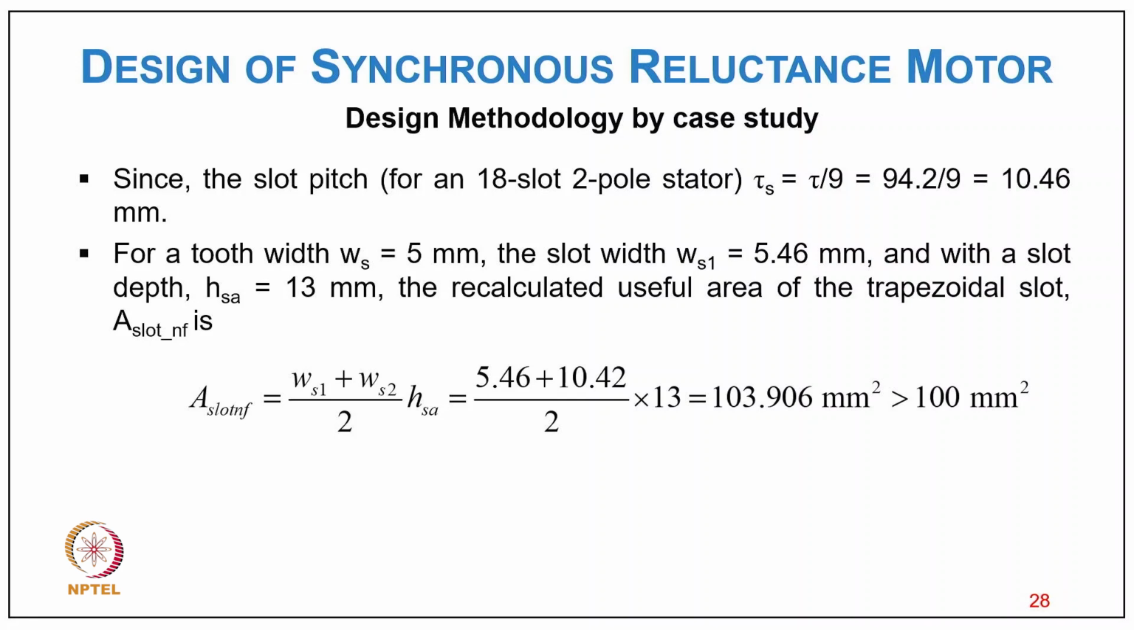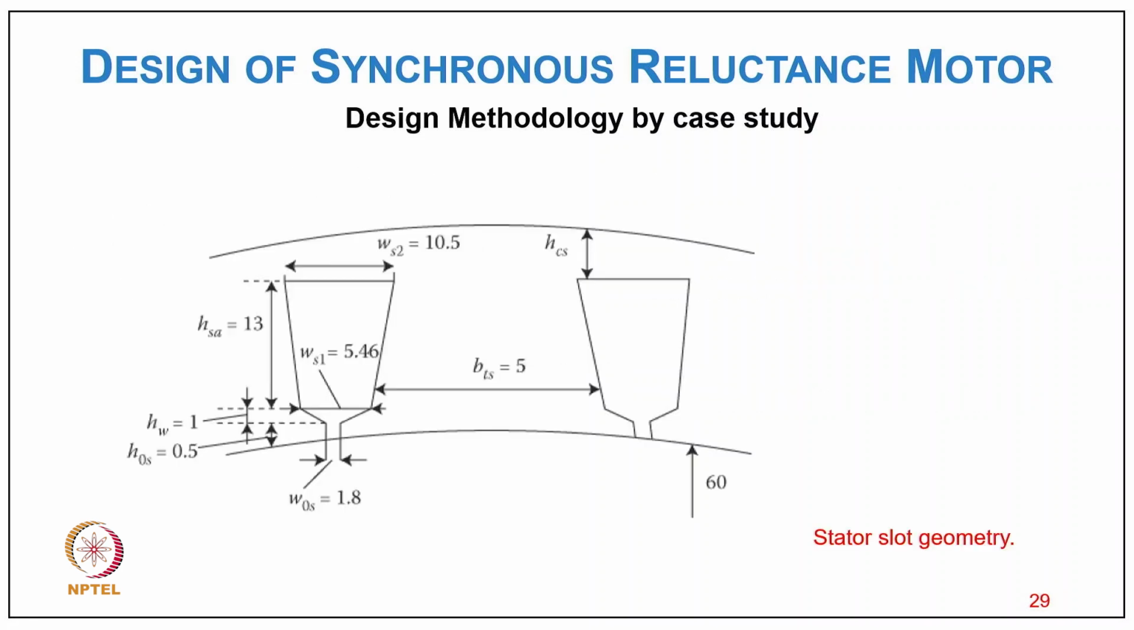So, with the slot depth HS = 13 millimeter, the recalculated area for a typical slot is A slot = (WS1 + WS2)/2 into HSA, and putting value, it comes 103.906 millimeter square, which is greater than 100 millimeter square. These are the typical shapes of how the slots are, with the different dimensions, with the slot geometry.